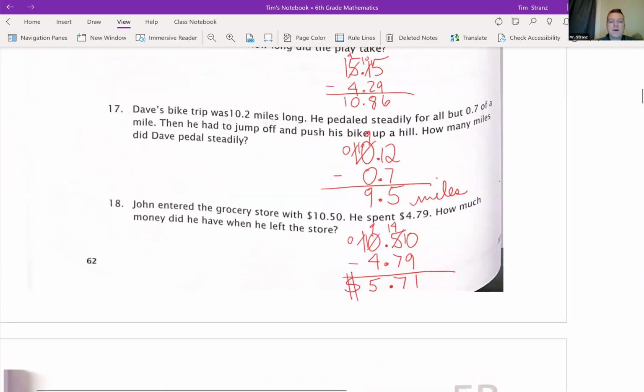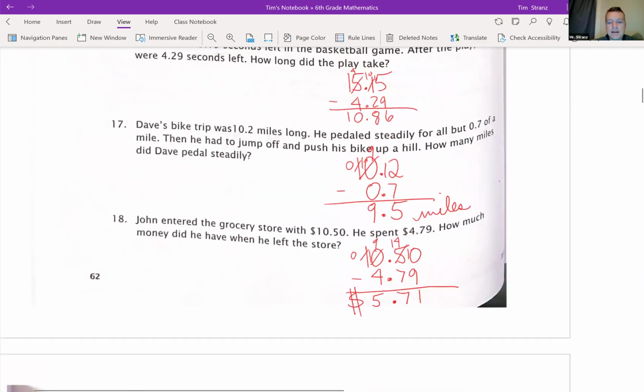$5.71 left. All right, that is Matthew C, Zeta, lesson 5.